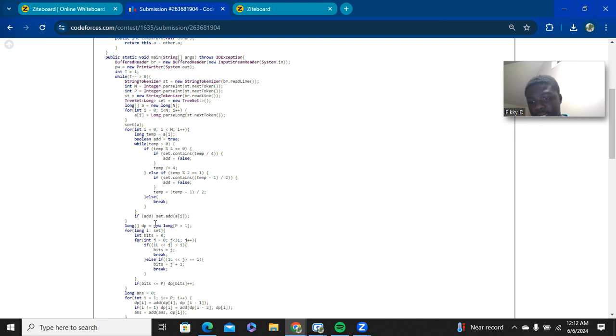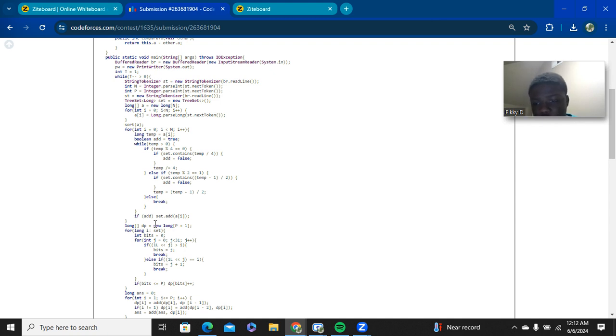And if that number is not contained in the set, then clearly this is a useful number, so we're going to need it. So we can just break out of here, and then add the number, because it will be useful.